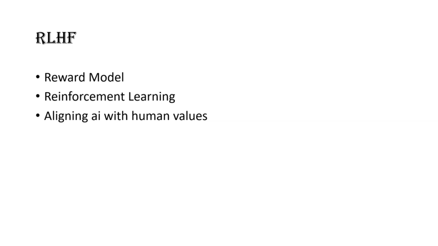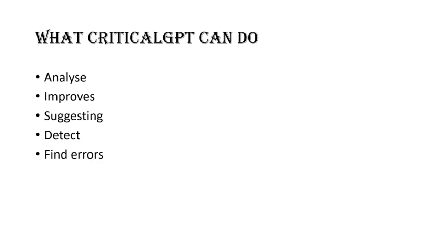And next we come to the topic of what CriticGPT can do. This model is currently in development, so its full potential we cannot predict as of now. But here are some of the key capabilities of CriticGPT. It analyzes code, is built on GPT-4, identifies errors, provides comments on them, and suggests fixes.